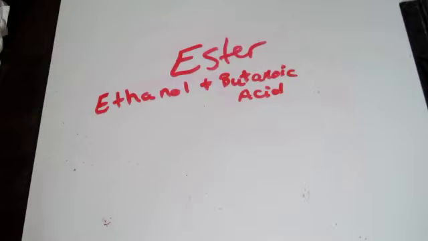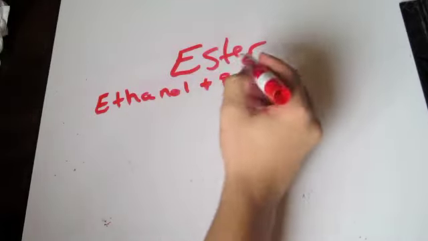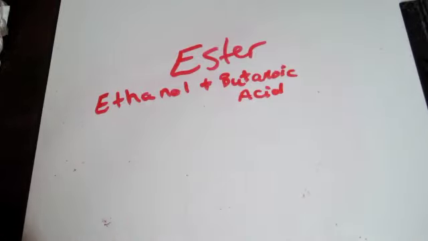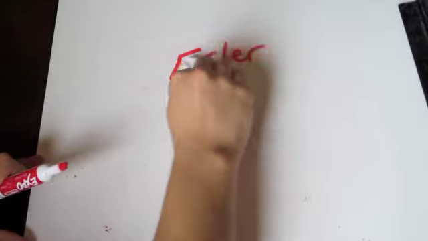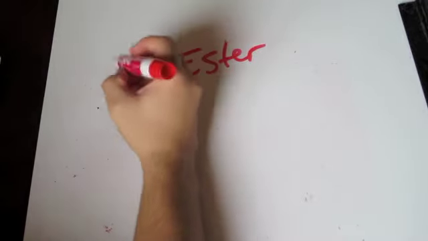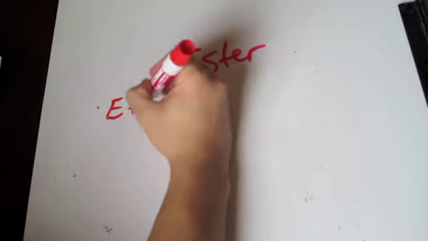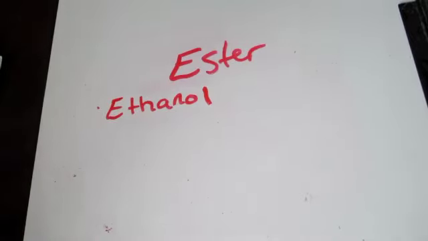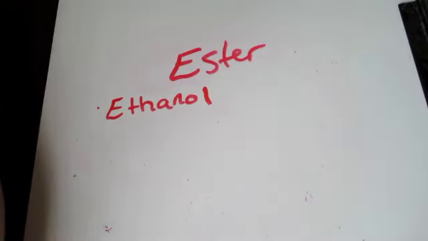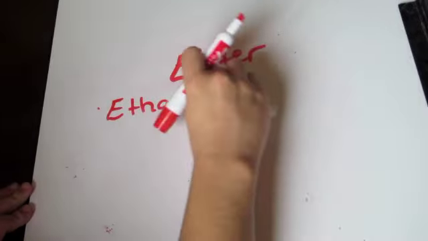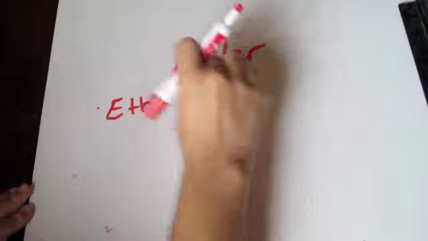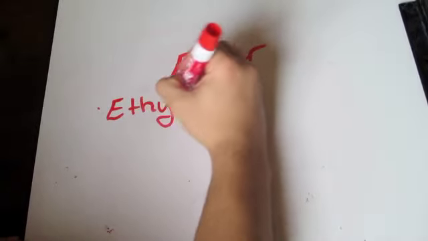To name an ester, we will be following these 4 steps. Here we have the components of an ester: ethanol and butanoic acid. To start with, we take the alcohol, ethanol in this case. To properly name an ester, we take off the -anol ending, and we add a -yl ending.